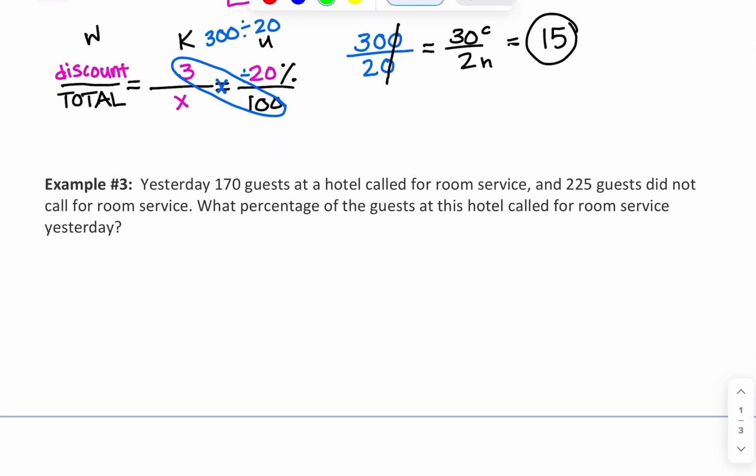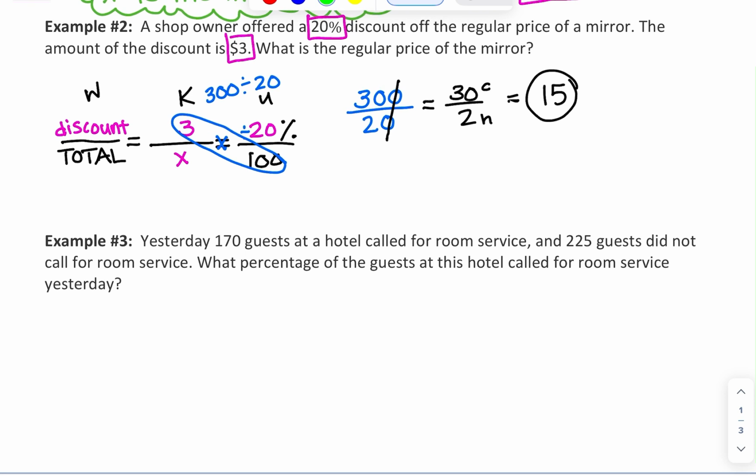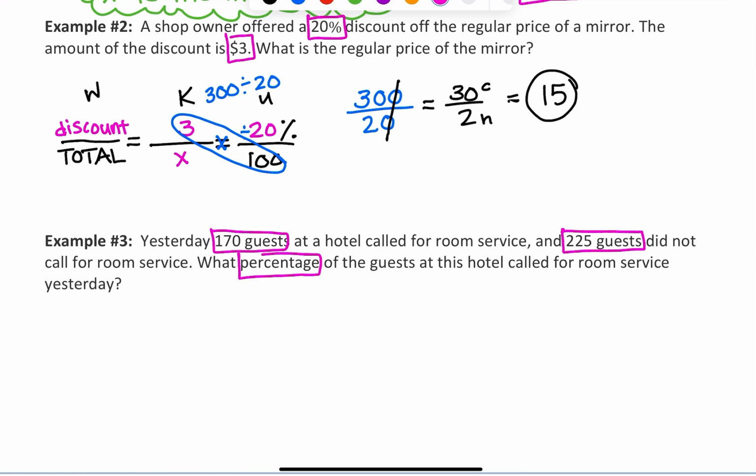All right, last one. Example number 3. Yesterday, 170 guests at a hotel called for room service. 225 guests did not call for room service. What percentage of the guests at this hotel called for room service yesterday? So in this one, I do not have a percentage. Both of my numbers are regular numbers. So I have 170 guests and 225 guests, but I have the word percentage.